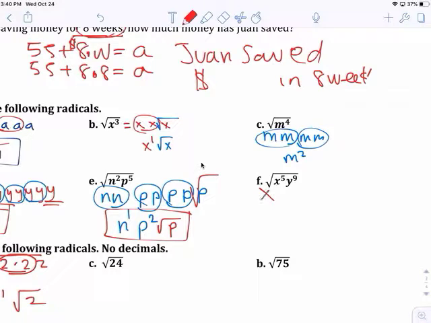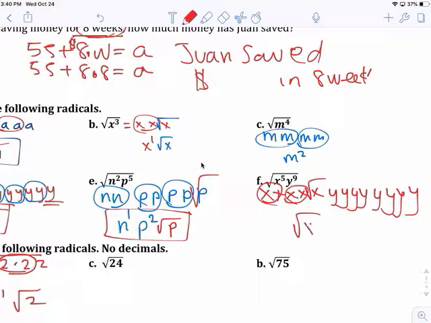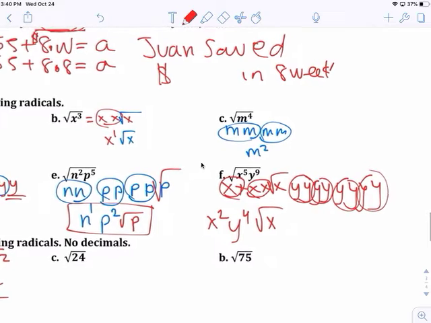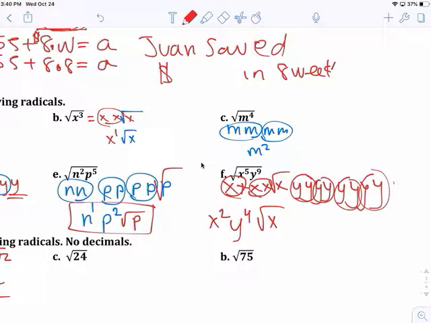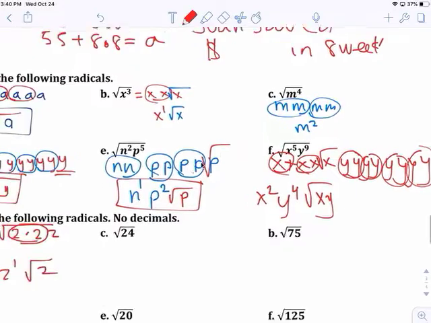Okay, 5x, 9 y's, 1, 2, square root of x, x squared, 1, 2, 3, 4, y to the 4th. Well, there should be an extra y, right? Oh yeah, there's a y left over. It goes inside like that. Okay?